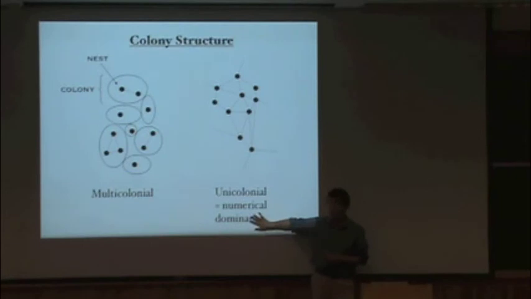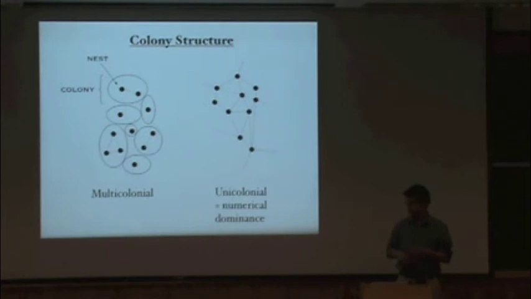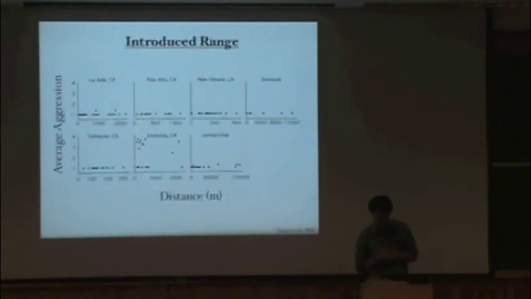And so Argentine ants are able to dominate native species of ants just by their sheer numerical superiority, which is a consequence of this unicolonial colony structure. And people have known this for a long time. The first recorded reference to Argentine ants as being unicolonial was well over 100 years ago. And here's sort of what this looks like on the ground.